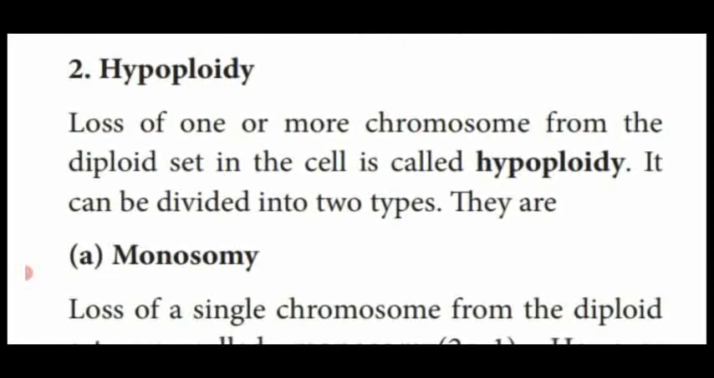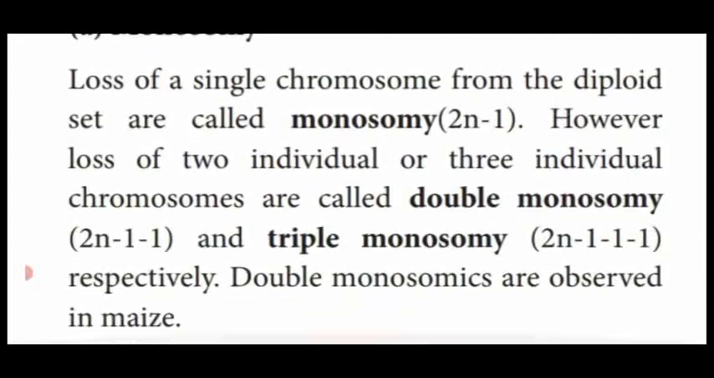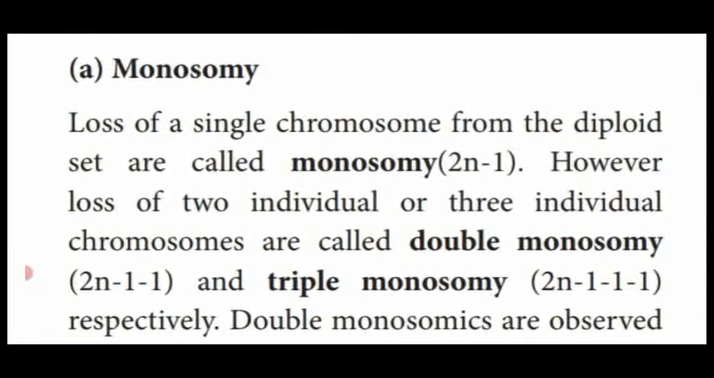Another one, hypoploidy. Hypo means decrease. Loss of one or more chromosomes from the diploid set of an organism is known as hypoploidy. This is also divided into two types. First one is monosomy. Mono means one, single. So loss of a single chromosome from a diploid set is known as monosomy. The formula is 2n minus 1.